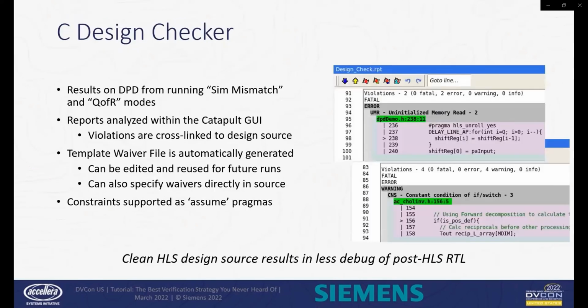Here we show some results of running Design Checker against an early version of our DPD design. In particular, we're focusing on the results of running 2 of the predefined modes, simulation mismatch mode, as well as the QOR checks.